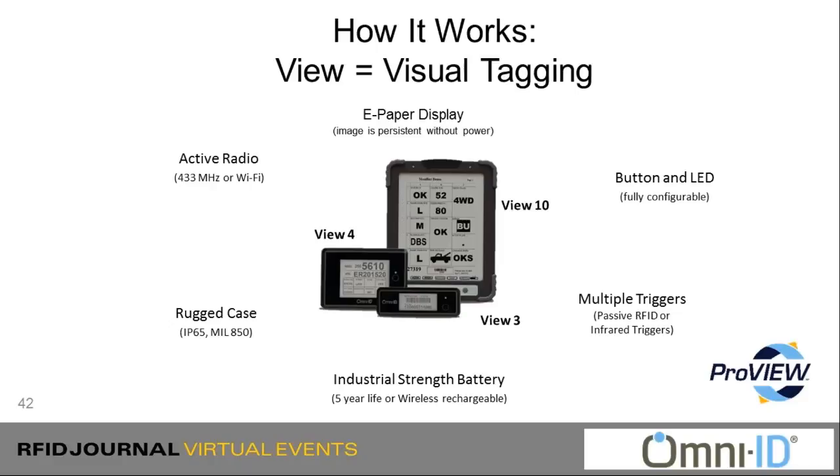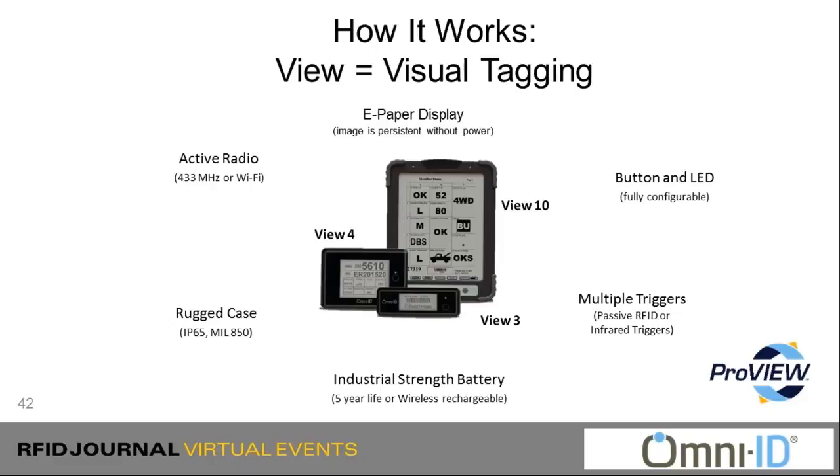These smart tags have an e-paper display. E-paper is important because the image stays persistent without power. That means that even if the battery died, you'd at least be back to what paper is, a static medium that has displayed the last instruction that was on it. So there's no risk. You're not introducing any additional risk to your manufacturing process.